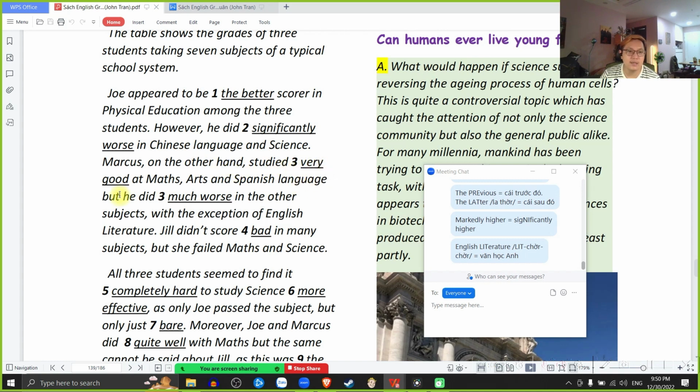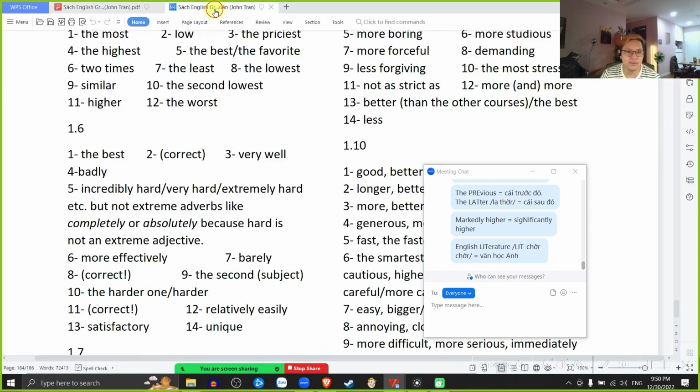He studied very well at math, arts, and Spanish language. Ảnh học rất là ổn ở môn toán, môn art và môn Spanish, tiếng Spanish. Nhưng mà ảnh đã, but he did, number three, okay, sorry.